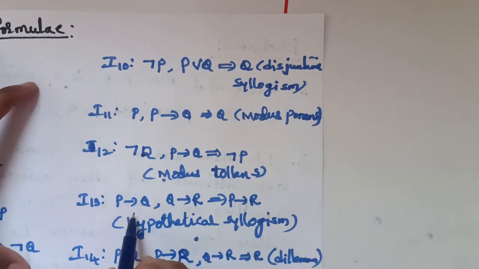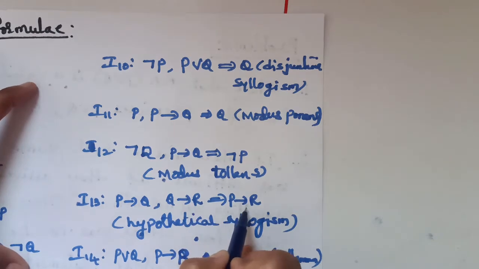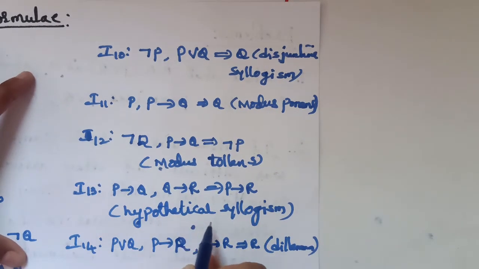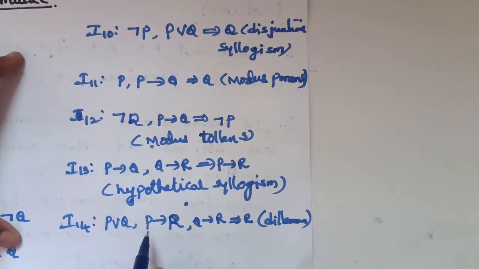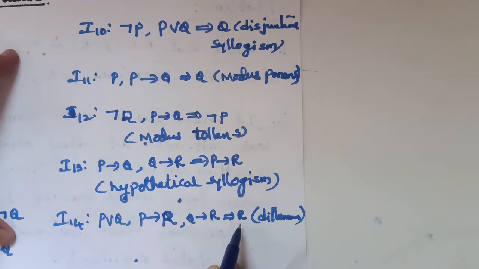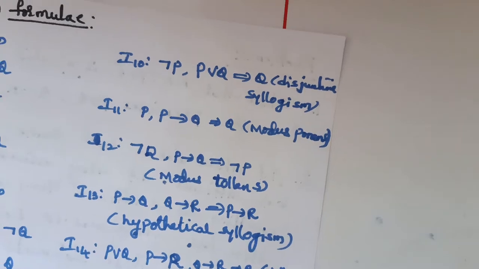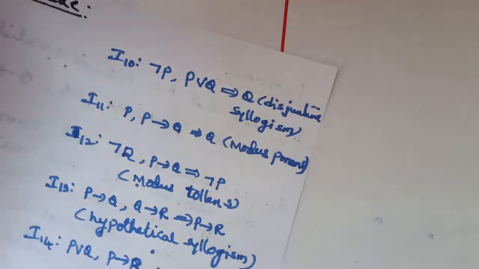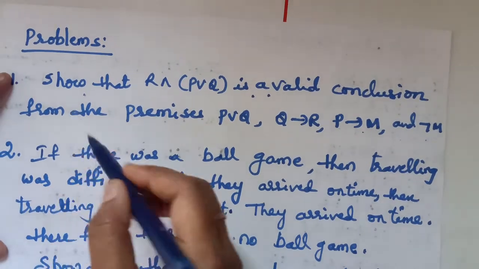I13, P conditional Q comma Q conditional R implies P conditional R. This is hypothetical syllogism. I14, P or Q comma P conditional R comma Q conditional R implies R. This is dilemma. These are the formulae which you have to remember to solve problems. Now here are two problems.